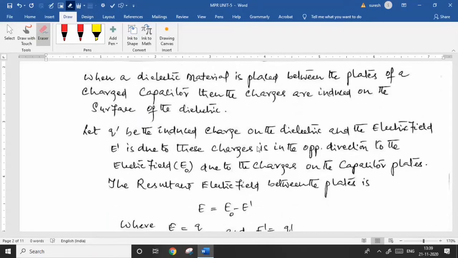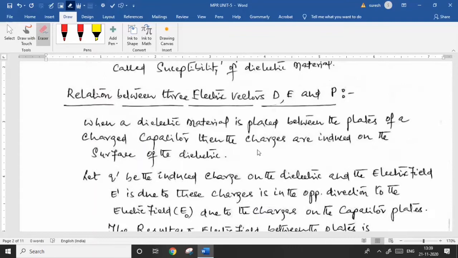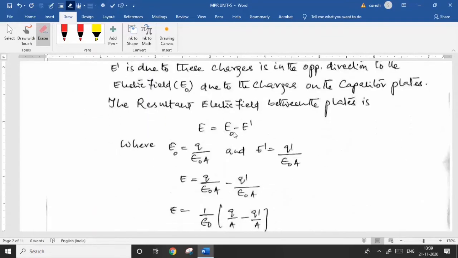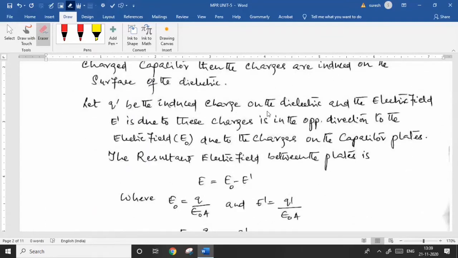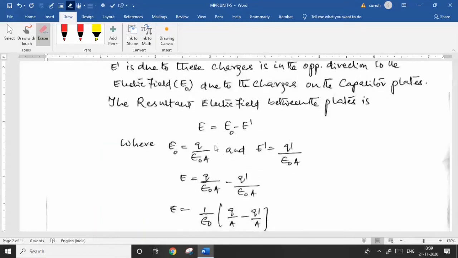So to derive the expression relating D, E and P, we could take it like this. Let Q dash be the induced charge on the dielectric, and the electric field E dash is due to these charges, which is in the opposite direction to the electric field E naught due to the charges on the capacitor plates. So, strictly speaking, the resultant electric field between the plates is E is equal to E naught minus E dash.